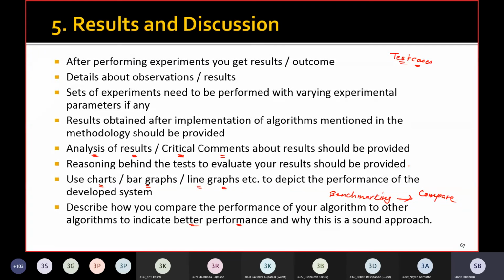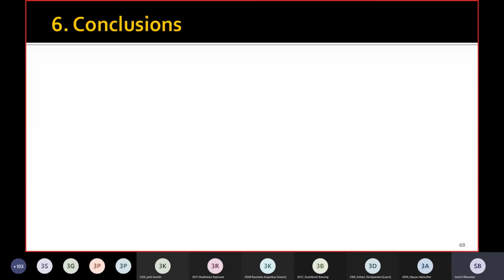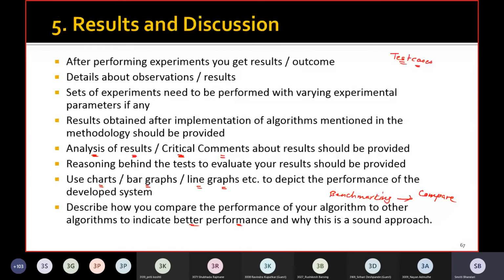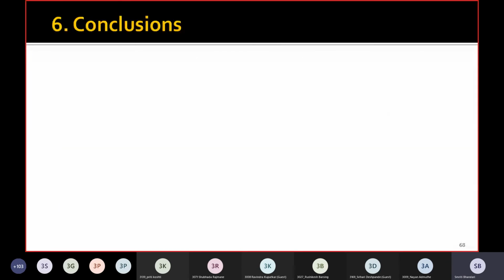Right? You should critically comment upon that. You should come up with test cases, and along with those test cases, whatever the results are, you should report those results along with the discussion, along with the comments, along with the analysis. So this is how you should write the results and discussion chapter.